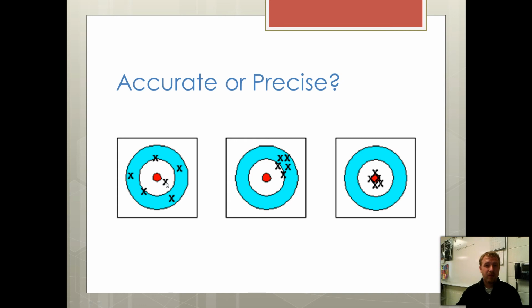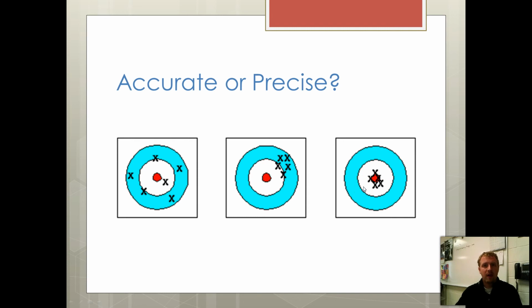And they're not really precise because they're all spread out. Now here, they're not really accurate, but they are precise because they are grouped closely together. And then there is this target here where they're both accurate and precise. All right, so we see that accuracy and precision do differ, and we can use them here.